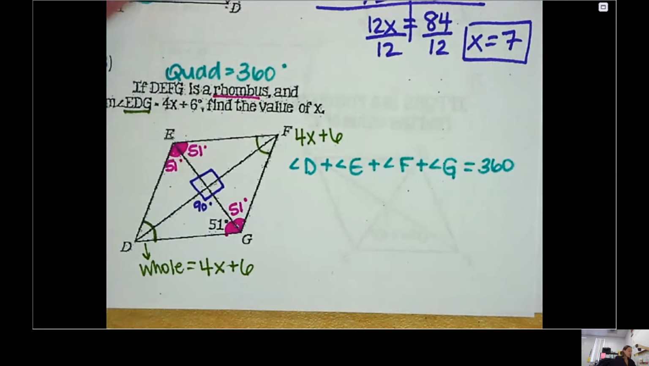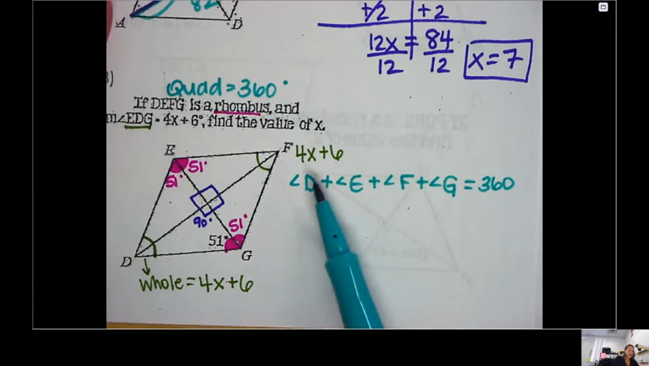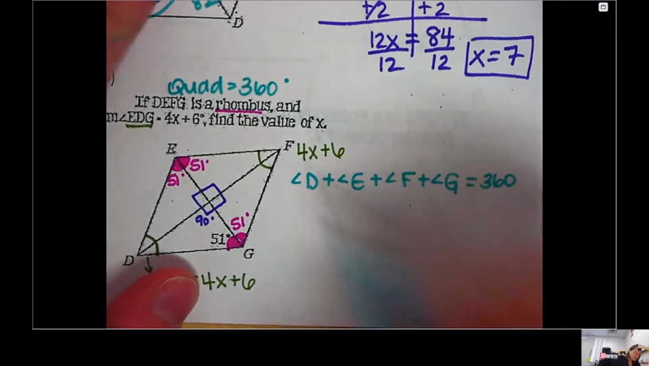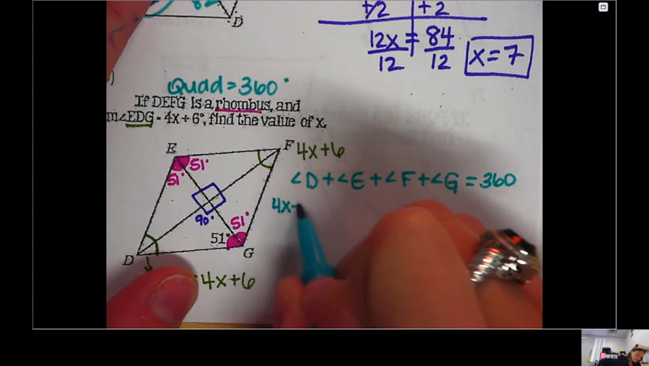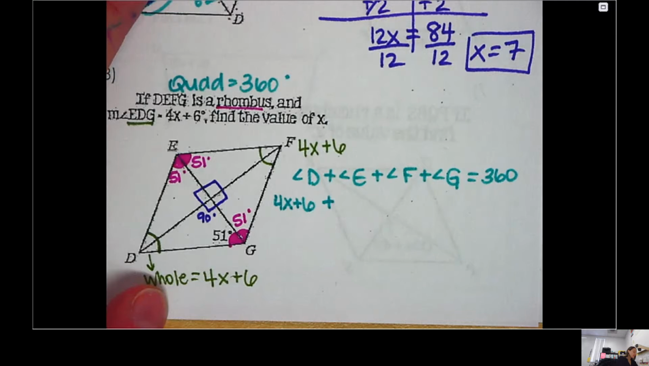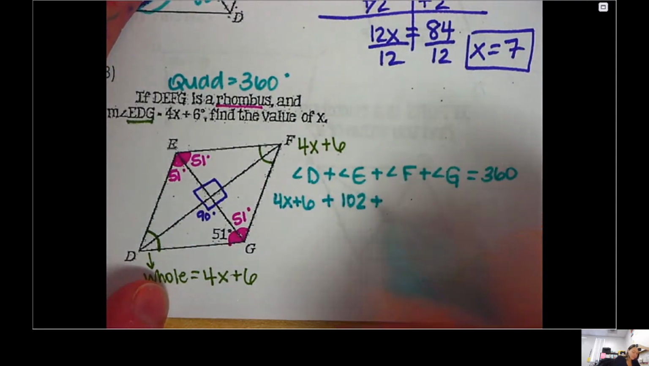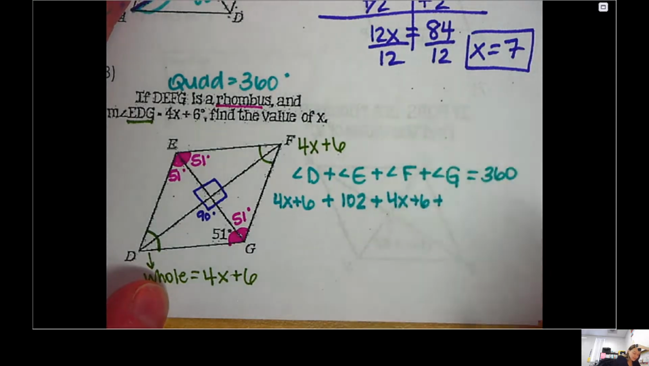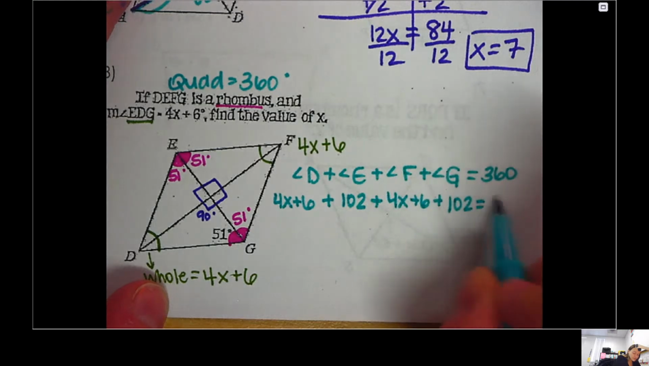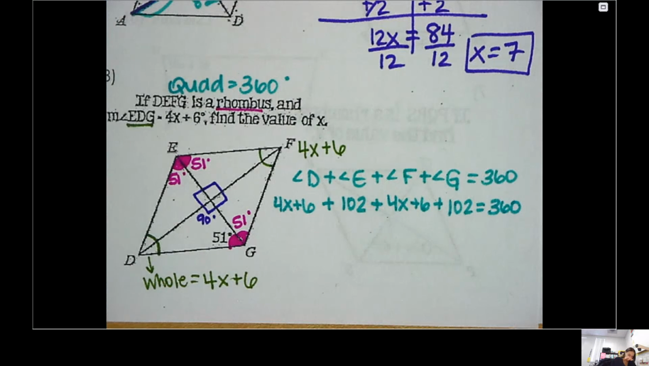And like I said, it's really just essentially an algebra problem from here. So I'm going to substitute in: angle D is 4x plus 6, plus angle E is both of the 51s together, so that's a total of 102. Angle F is again 4x plus 6. And then angle G is another 102. So you could do it this way. You could also just multiply by 2, so I don't have to add it up twice. However you want to do it does not really matter.